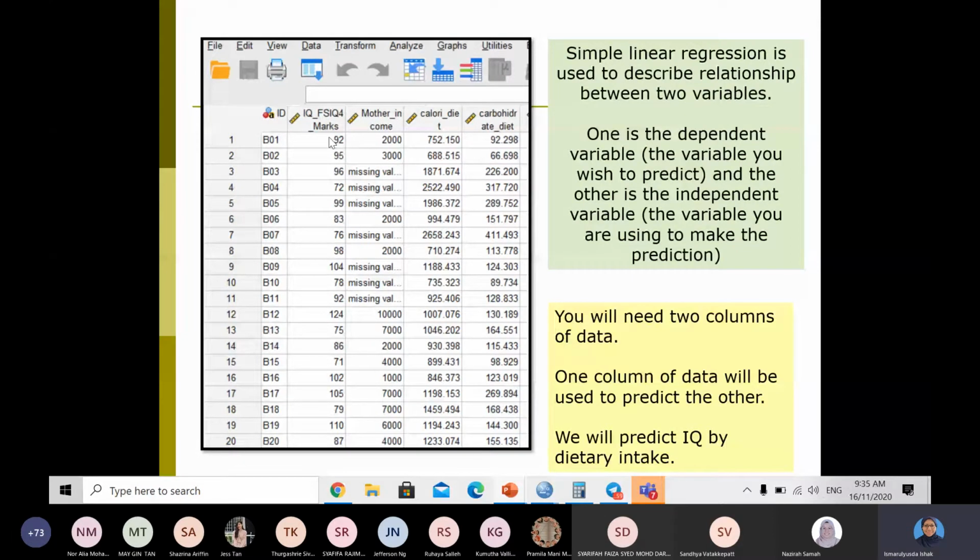Your data should be continuous. The full-scale IQ values, 92, 70, 100, are continuous, or scale, data. The other variable should also be continuous. The independent variable is continuous and the dependent variable is also continuous. Simple regression is used to describe the relationship between these two variables, one the dependent variable and the other the independent variable. You will need two columns of data, where one column is used to predict the other. So we will predict IQ from dietary intake.